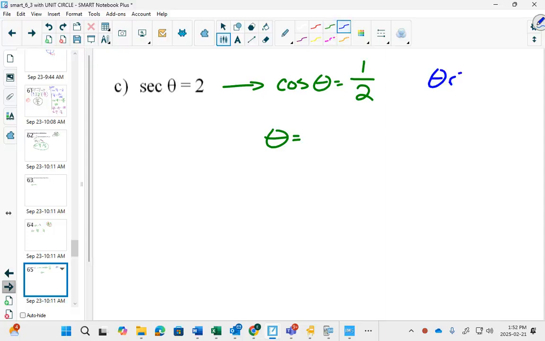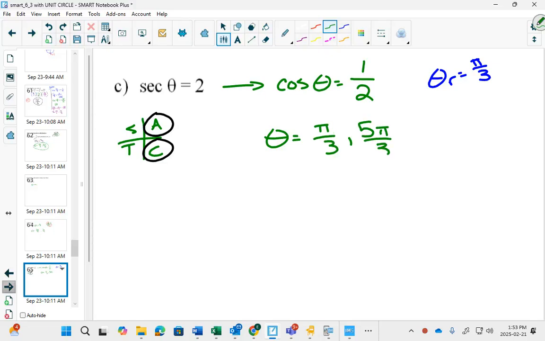Our reference angle will be, x coordinate is 1/2 at pi over 3. And then according to our cast rule, we're looking for where things are positive. So it's going to be pi over 3 and 5 pi over 3.